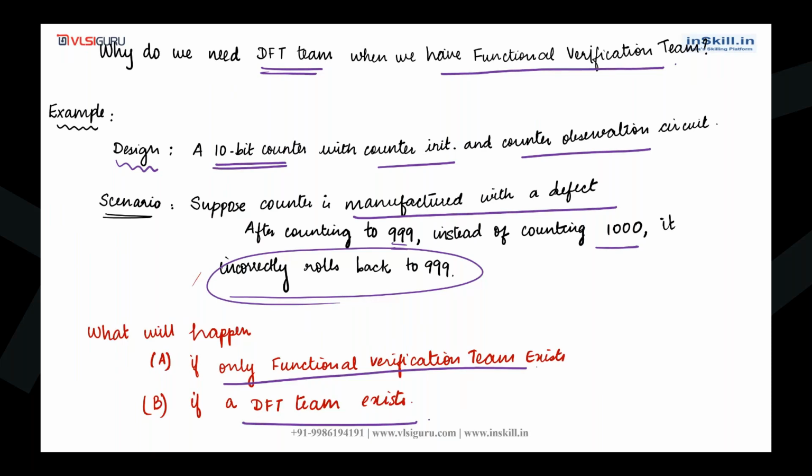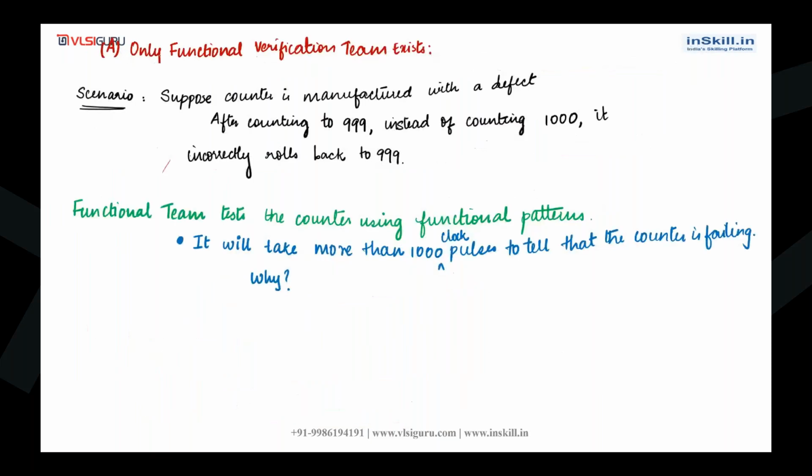Now the first case: what will happen if only a functional verification team is there? In our case, the counter is manufactured with a defect. That is why after counting 999, instead of counting 1000, it incorrectly rolls back to 999.